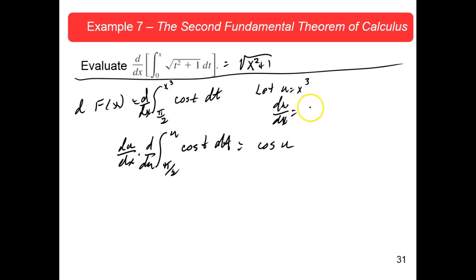3x squared. So then d/dx of f of x will equal du/dx times d/du. So this would be 3x squared cosine, and now we can put the x back in. Cosine x cubed. Because the cosine u didn't change, and u was x cubed. So they wrote it backwards or different in the book. They wrote cosine x cubed times 3x squared.